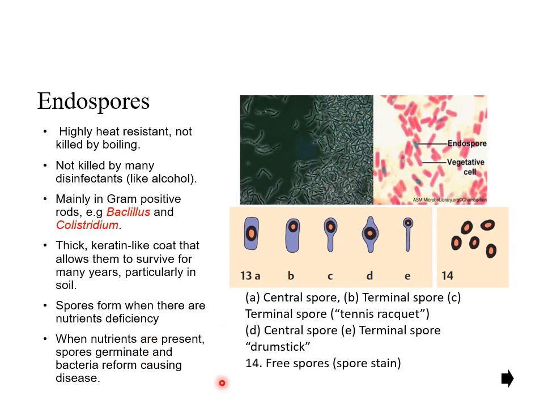And once the nutrients become available, they germinate. The term germination means that they come alive again and they start reproducing. And in this picture, just to show you the different shapes, but I don't go through the details. Now let us move to the next slide.